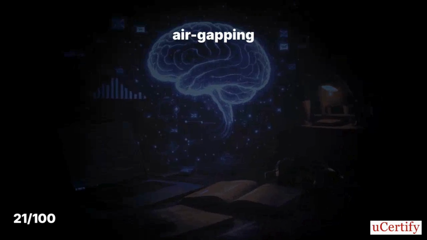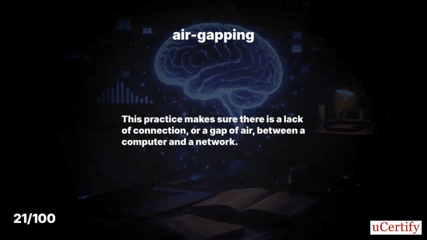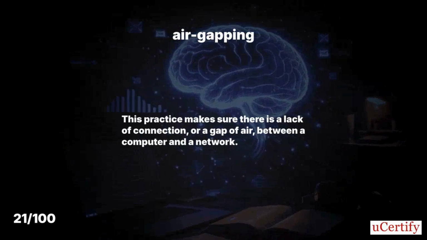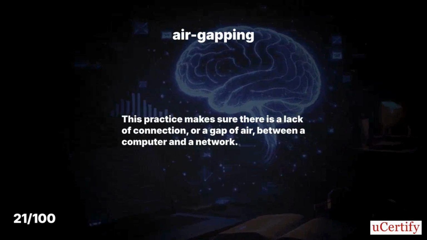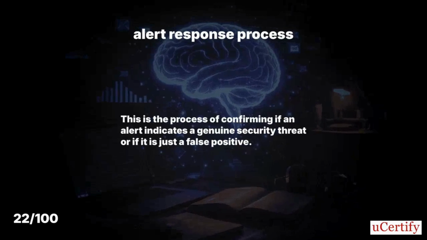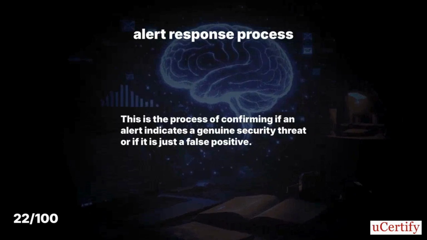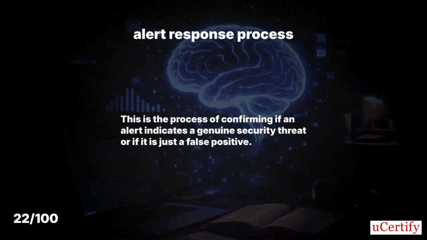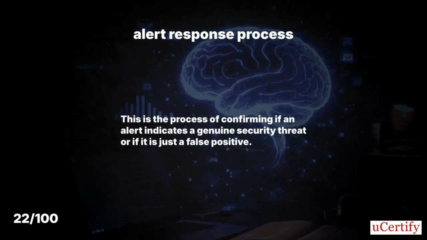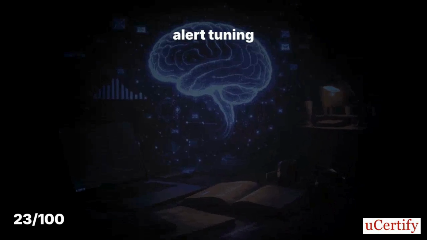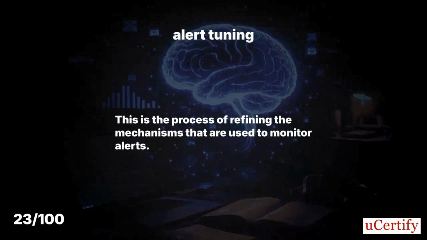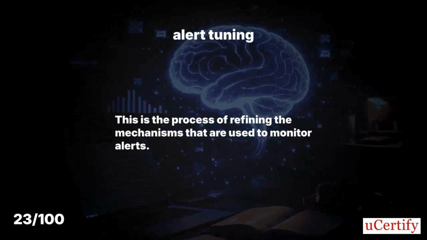Term: Air gapping. Definition: This practice makes sure there is a lack of connection, or a gap of air, between a computer and a network. Term: Alert response process. Definition: This is the process of confirming if an alert indicates a genuine security threat or if it is just a false positive. Term: Alert tuning. Definition: This is the process of refining the mechanisms that are used to monitor alerts.